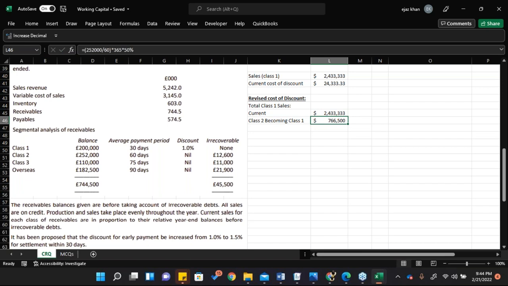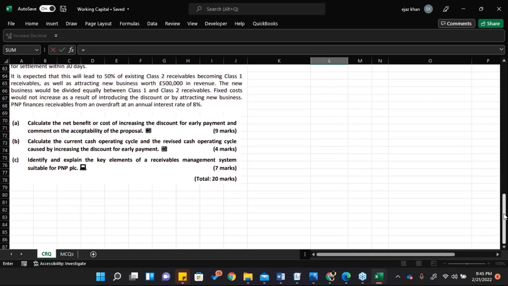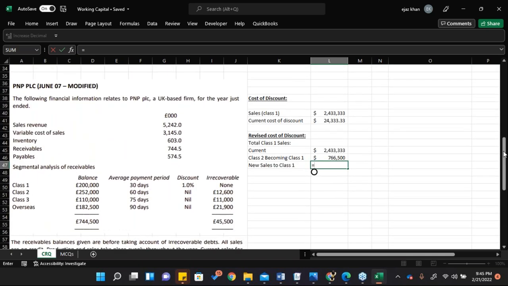These sales were earlier paid in 60 days. Now they will be paid within 30 days, as they will be getting the discount as well. Then new sales will also be added to class one, which is 50% of the total additional sales, 50% of 500,000. It is already a revenue figure, so there is no need of conversion. It's 250,000.